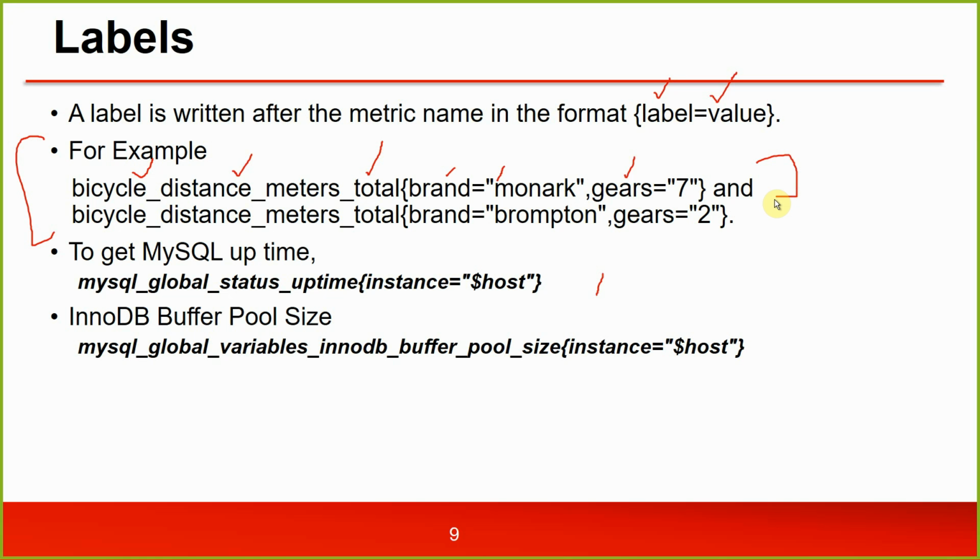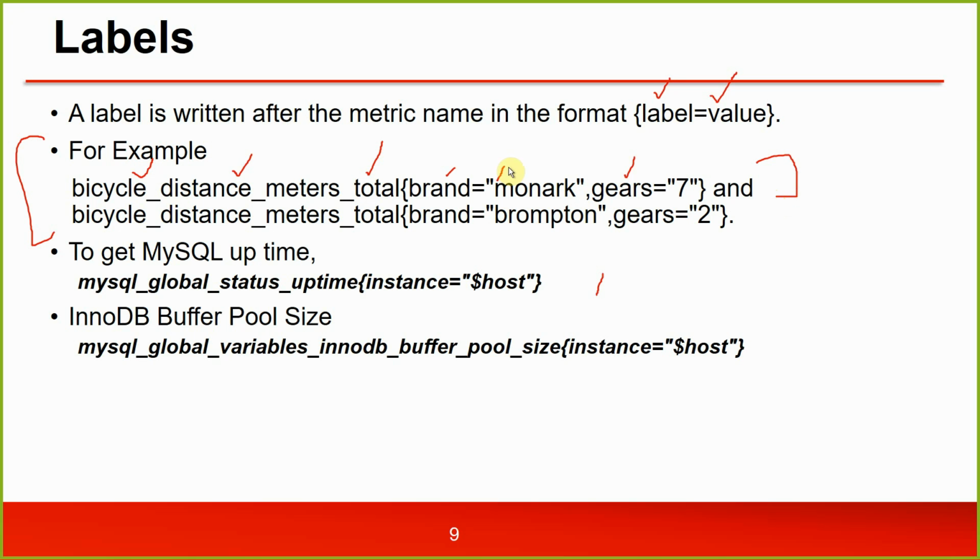So this will be a label selector to fetch me the specific metric for a specific brand and specific gears, a specific instant vector. And if I apply the time range after it within square brackets, that will become a range vector.